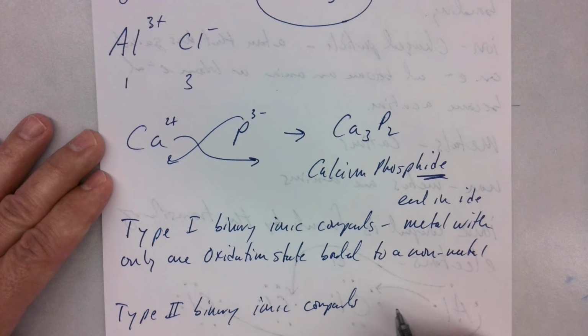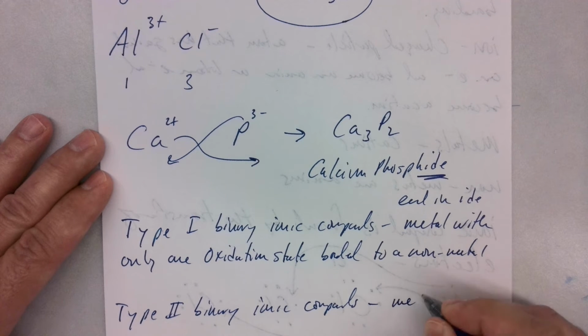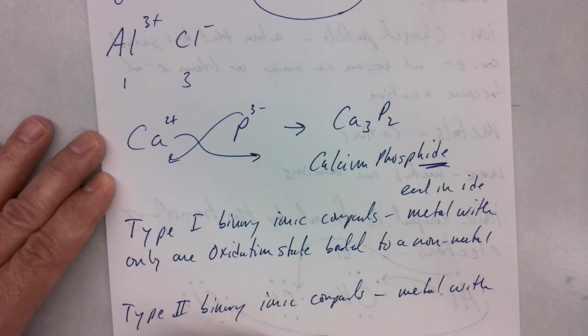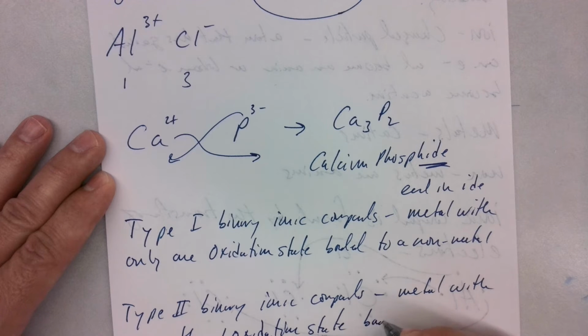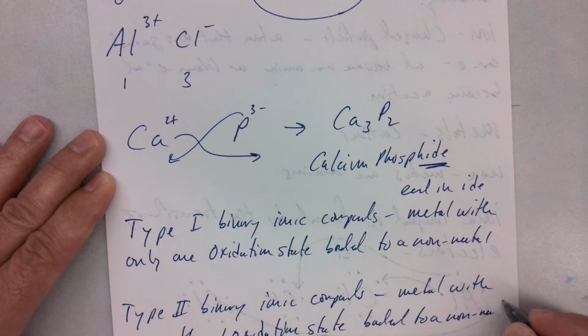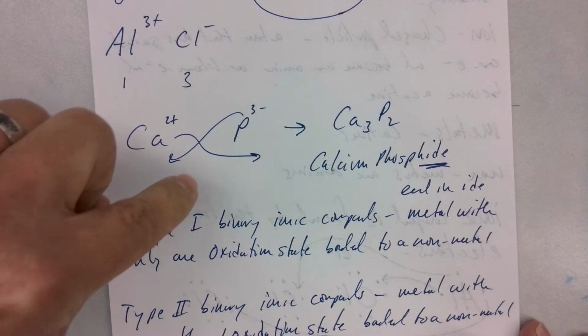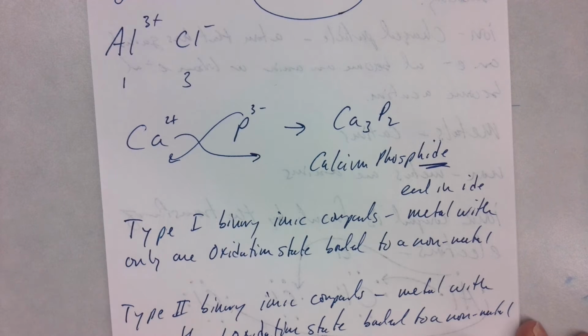A type 2 binary ionic compound is when you have a metal with more than one oxidation state bonded to a nonmetal. Okay? So type 1 binary ionic compounds and type 2 binary ionic compounds are very, very similar.